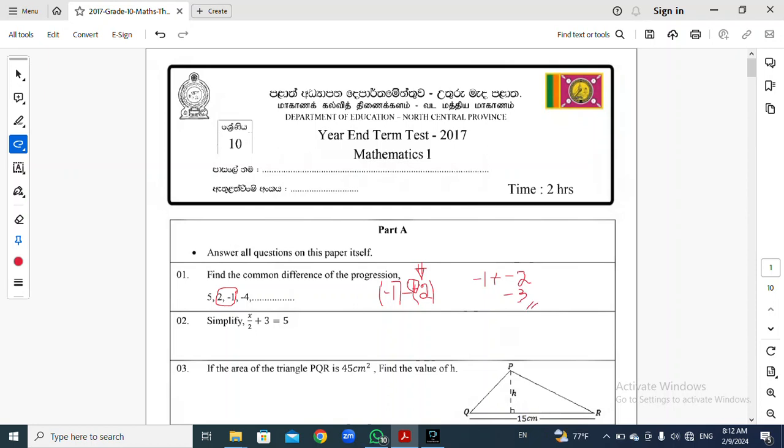Or we can easily find out the common difference like this. Here you see, 2 is less than 5. So how much? That is 3. So -3.